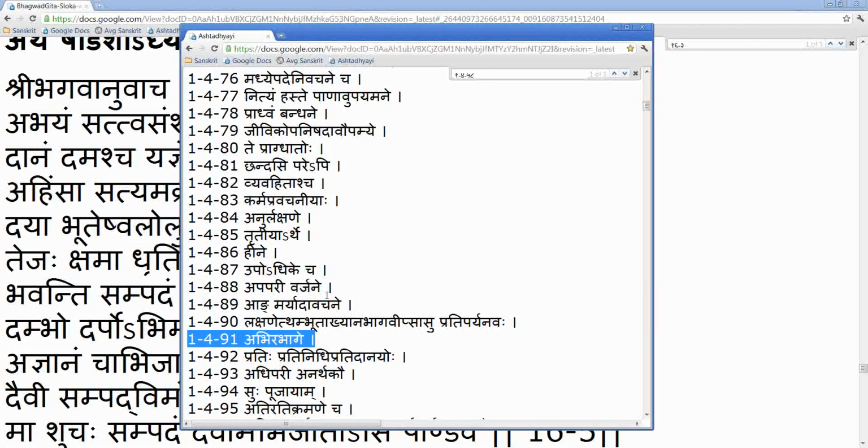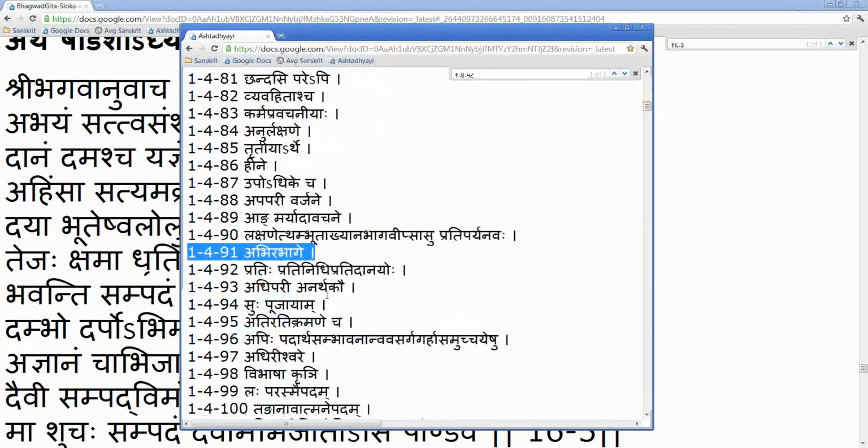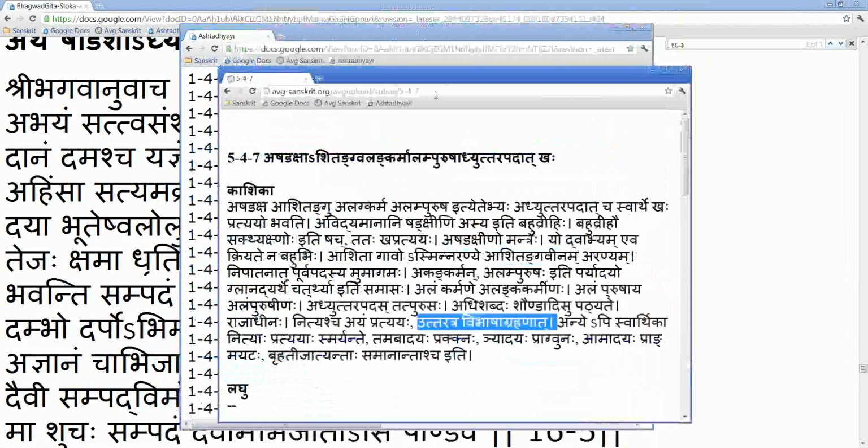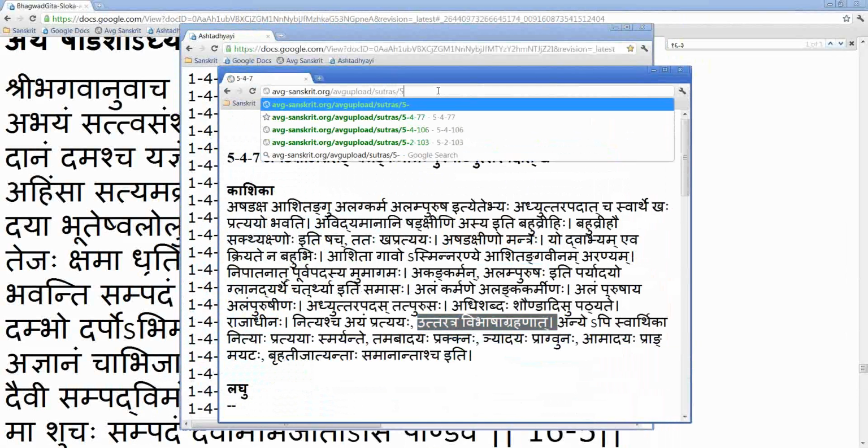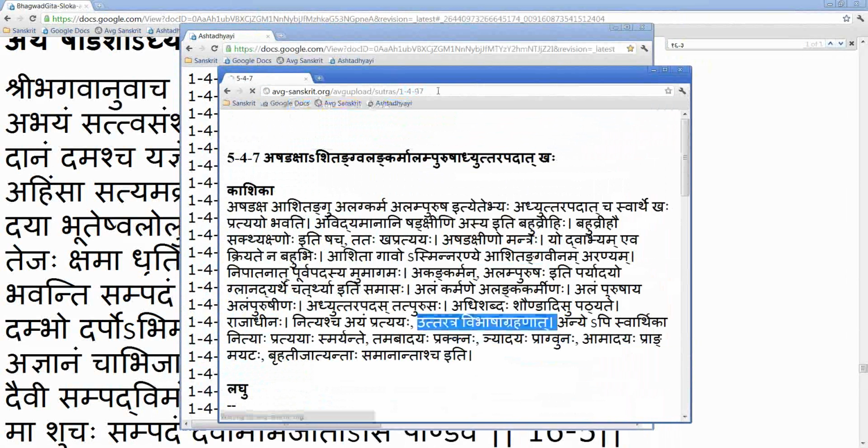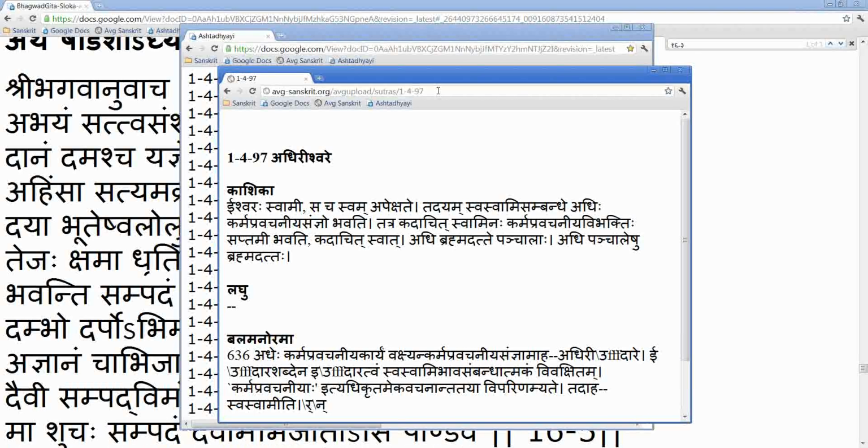Right now we want adhi. This is adhirishvare. So this adhi also can be used in the sense of ishvara: adhirishvare. So what is 1497 saying? Adhir, in the sense of Ishvara. In fact, that ends the section of karma pravachaniyaha. So adhirishvare, 1497. Again, karma pravachaniyaha or some of the pradayahas can be used in this manner where the dhatu connection is no longer there. They can be used on their own in these meanings.